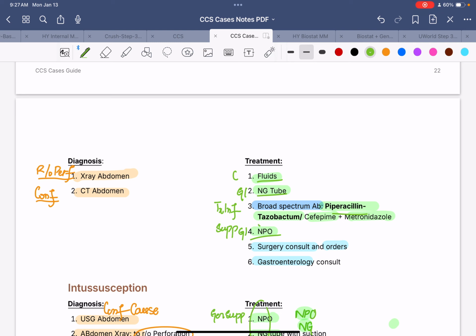Therefore, give broad-spectrum antibiotics such as piperacillin-tazobactam, or cefepime and metronidazole. And then, of course, we are going to send the patient to surgery. Therefore, surgical consult, pre-surgical orders, along with the gastroenterology consult.